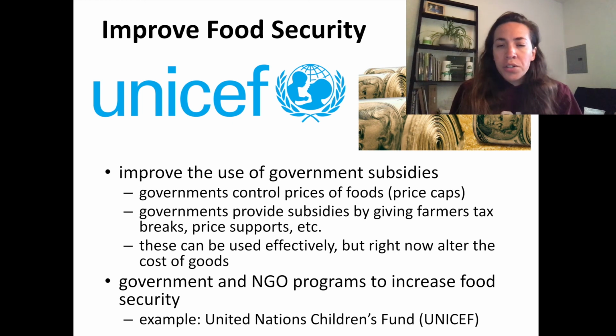And there's a lot of NGOs, there's a lot of government organizations that are working to improve food security. UNICEF is one of the main ones on this planet that's working to solve world hunger and malnutrition and undernutrition issues.